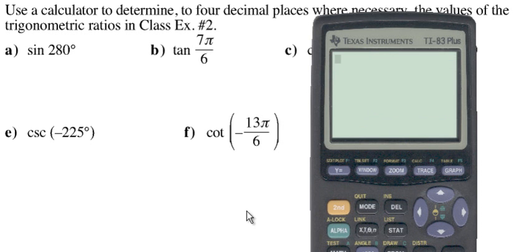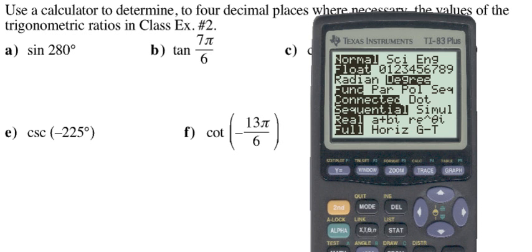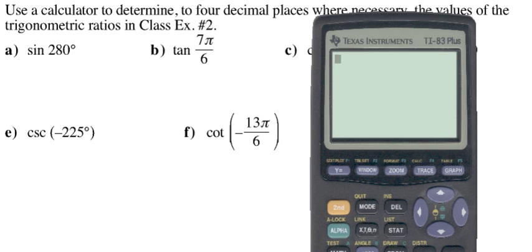The tangent of 7 pi by 6. This is not in degrees, this is in radians. So back into mode, put your mode in radians, and now you can say the tangent of 7 pi divided by 6, enter, 0.5774. Don't forget to round properly when you give something to 4 decimal places.